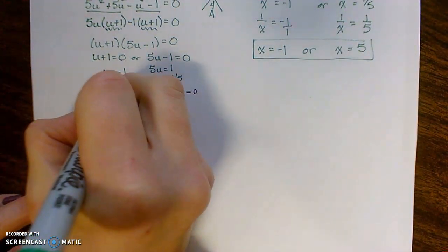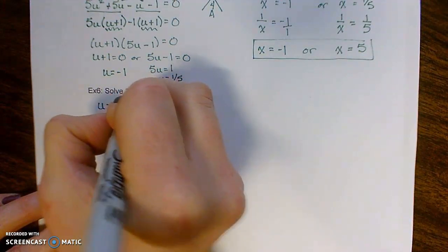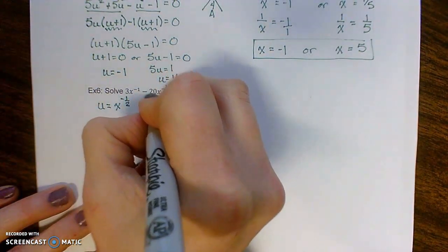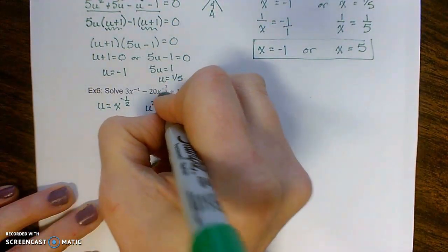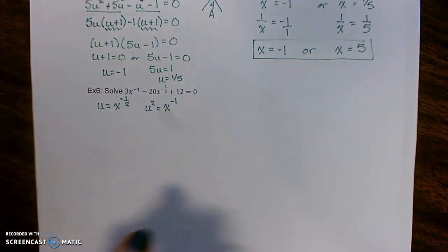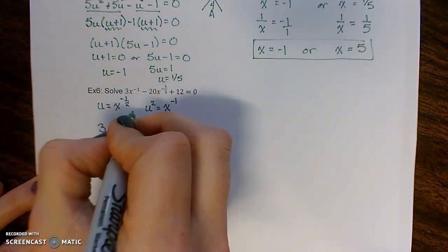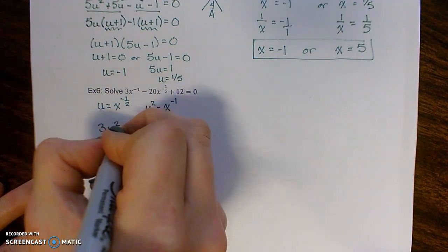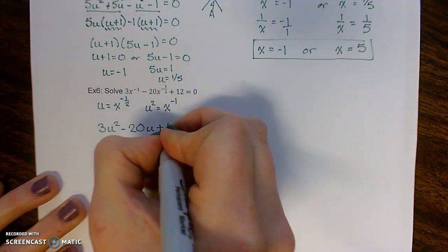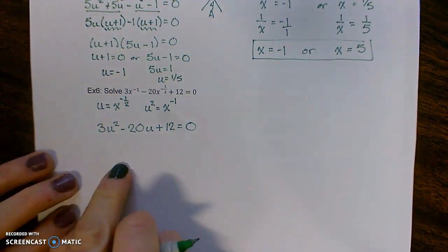I'll make the substitution. u is x to the power negative 1/2, so the middle variable term. And verify that if you square both sides, you get x to the negative 1, which is the variable part of the first term. So this does work. So let's go ahead and make that substitution. 3x to the negative 1, that'll be my u squared, minus 20, x to the negative 1/2, that'll be u, plus 12 equals 0. All right, so now I have a quadratic equation.